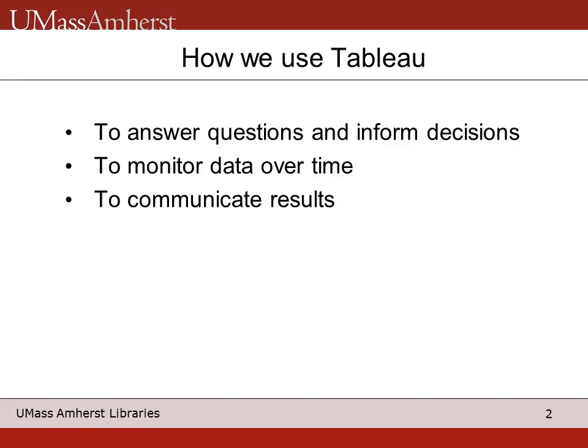So in terms of how we use Tableau at UMass, we use it in three different ways: to answer questions, like when's the best time to recruit for focus groups, or to inform decisions, like when should we add an extra student to a service desk; to monitor data over time, in a monthly report fashion, also related to service desks or different collection-related projects; and also to communicate results. Sometimes that's with a PDF or sharing examples of what we've done with different campus stakeholders.